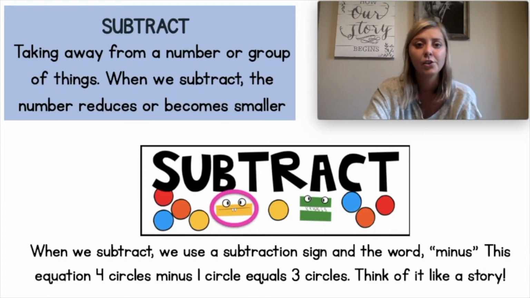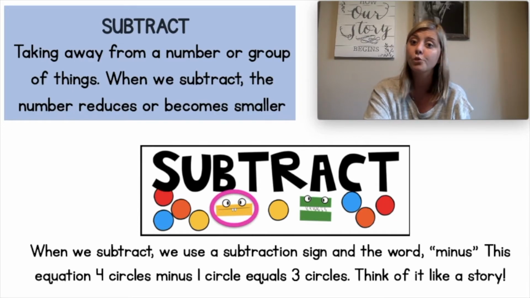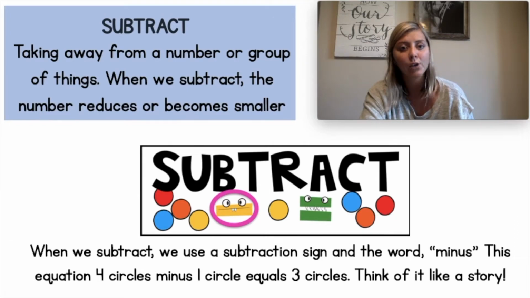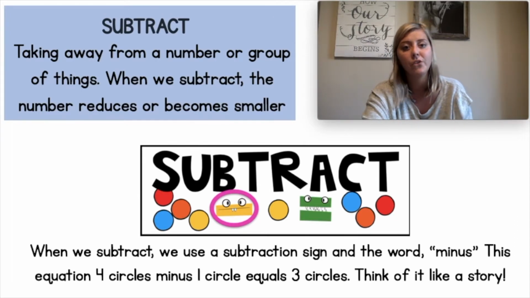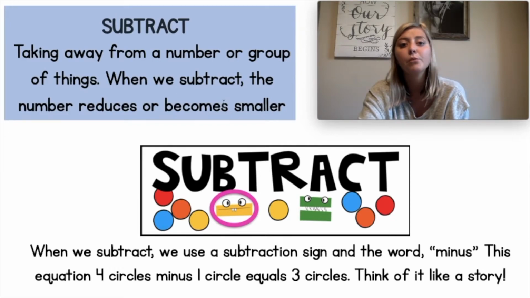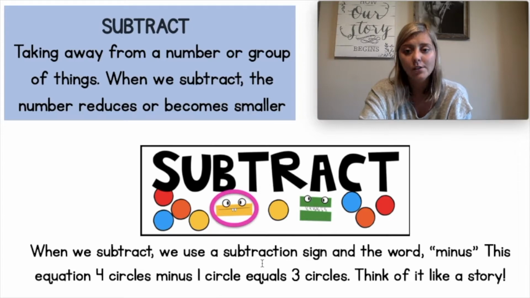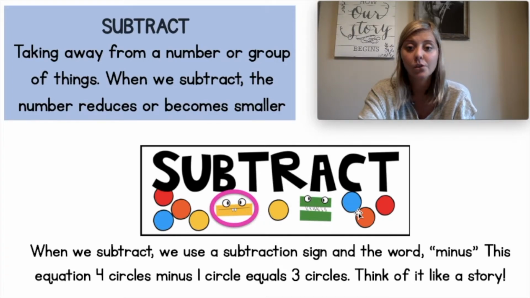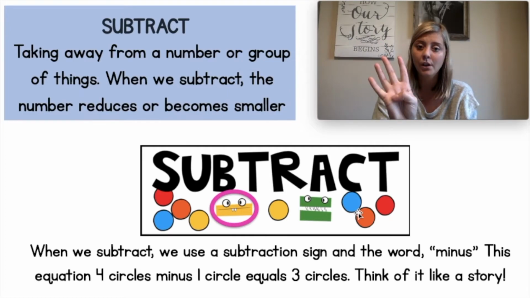Let's go ahead and start talking about subtraction, because remember our objective said that we were going to add and subtract two-digit numbers. When we subtract, we're taking away from a number or group of things. When we subtract, the number reduces or becomes smaller. We use a subtraction sign and usually use the word minus as we read a subtraction equation. In this example right here, it shows 4 circles minus 1 circle equals 3 circles. 4 circles, taking away 1, leaves us with 3.